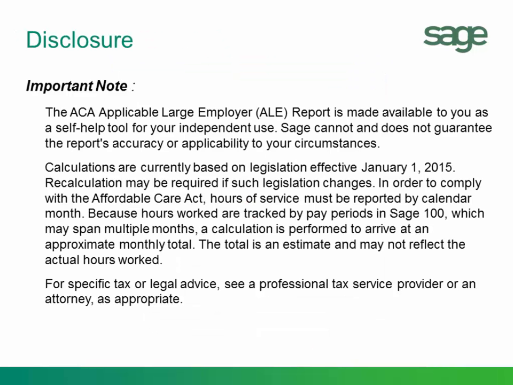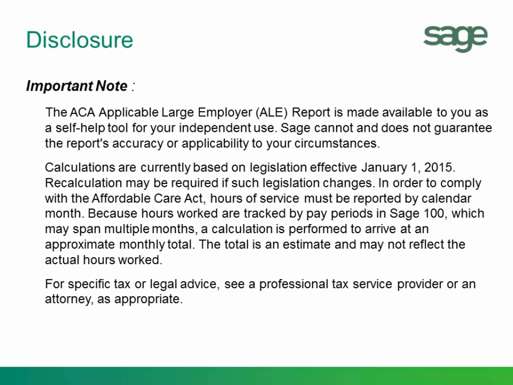Just a reminder that the ACA applicable large employer report, which can be used to provide data for ACA employer maintenance, is made available to you as a self-help tool for your independent use. Sage cannot and does not guarantee the report's accuracy or applicability to your circumstances. Calculations are currently based on legislation effective January 1st, 2015. Recalculation may be required if such legislation changes.